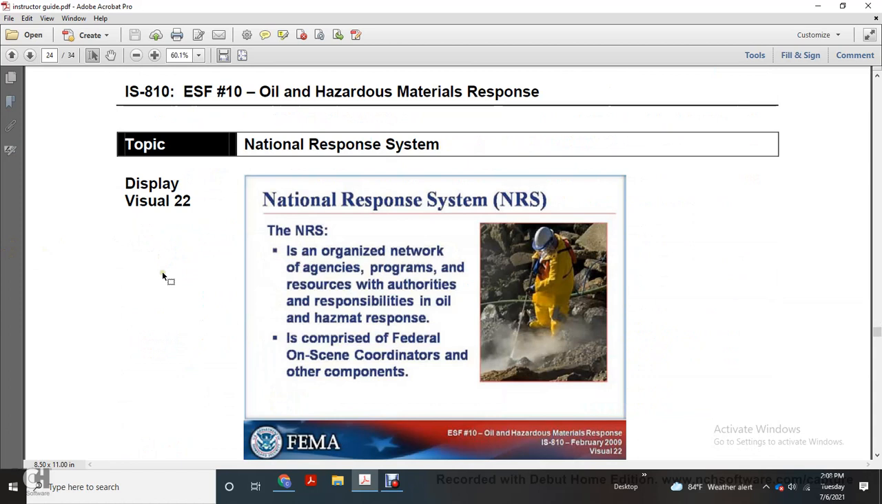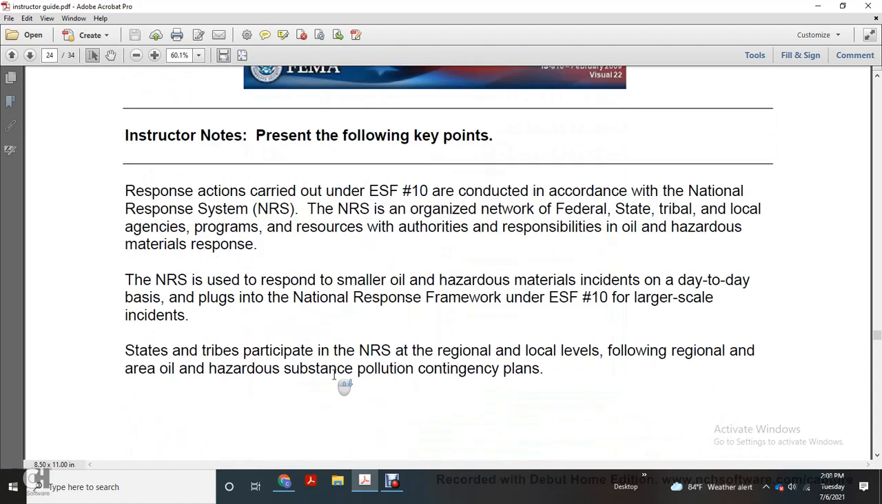Visual display number 22. The National Response System is an organized network of agencies, programs, resources, and authorities responsible for oil and hazmat response, composed of on-scene coordinators and other components. Response actions carried out under Emergency Support Function number 10 are conducted in accordance with the National Response System, an organized network of federal, state, tribal, and local agencies, programs, and resource authorities responsible for oil and hazardous material response.